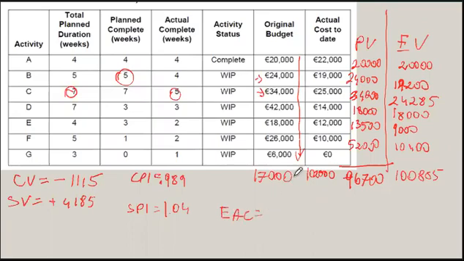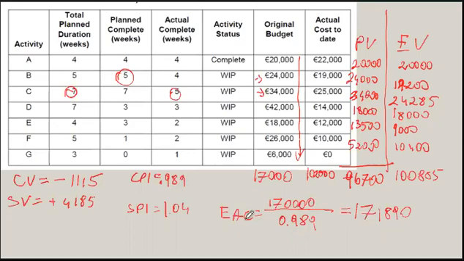EAC is the same as the planned budget, 170,000, divided by the cost performance index, 0.989. So that is equal to 171,890. So that would be the estimated budget at completion. And from here, we can calculate the variances, the variance at completion, and the amount of money required to complete, estimated to completion, and so on.